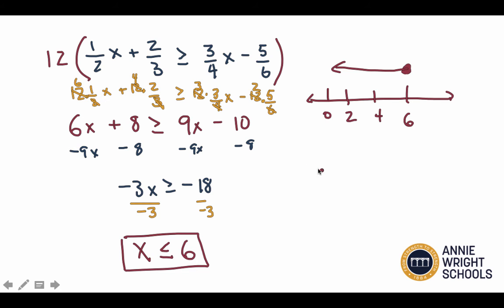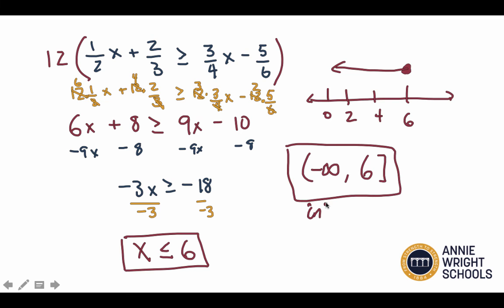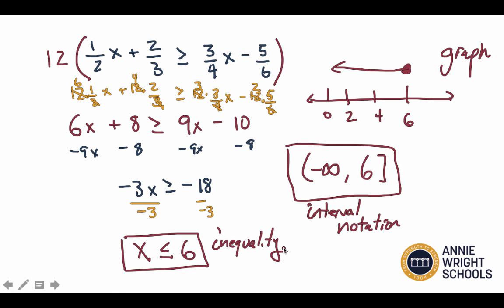And now, interval notation. Smallest number on the left, all the way up to the number on the right. It can be negative 6, so it's a bracket. It can never be negative infinity. So you've got interval notation. You've got a graph. And you've solved the inequality as well. A lot of work there. I know you can do it.